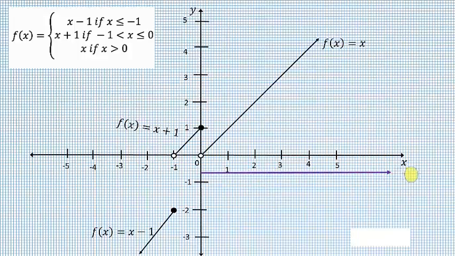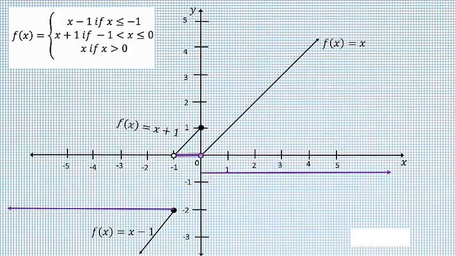The second graph, f of x is equal to x plus 1, is limited to only values of x from negative 1 to 0, but excludes negative 1. The third graph starts at x is equal to negative 1 and it continues indefinitely to the left.